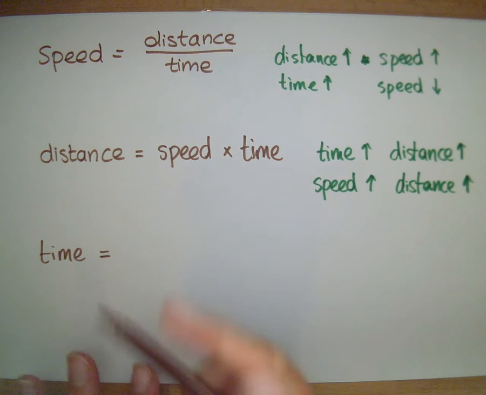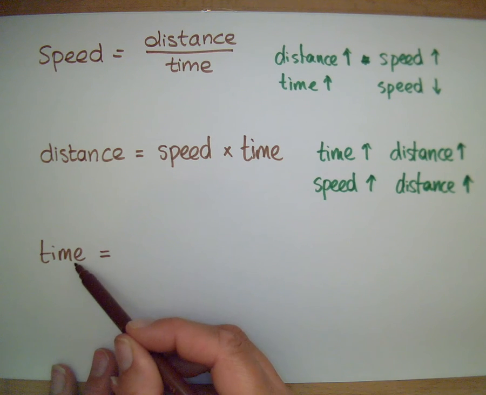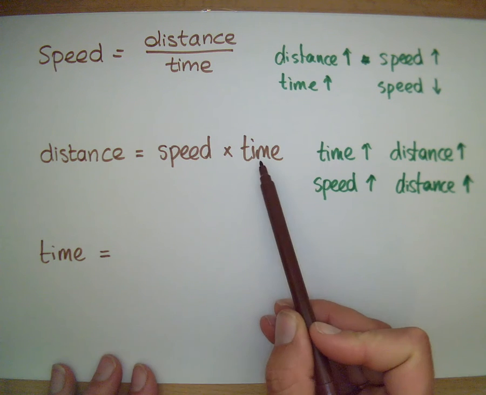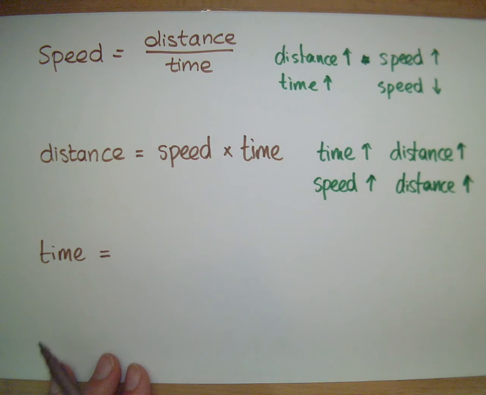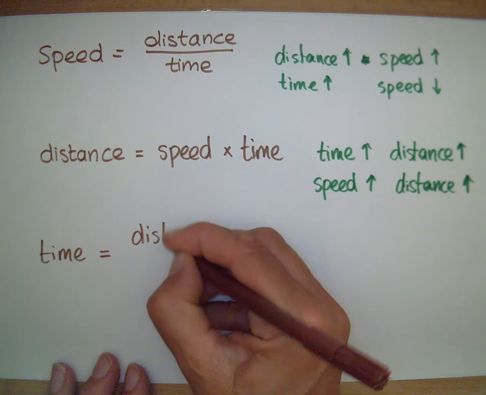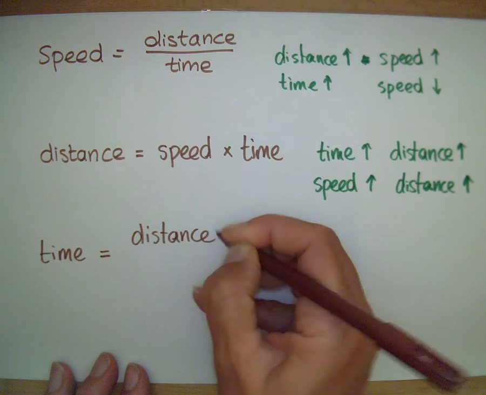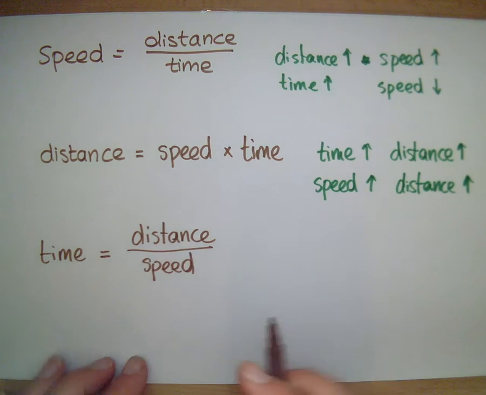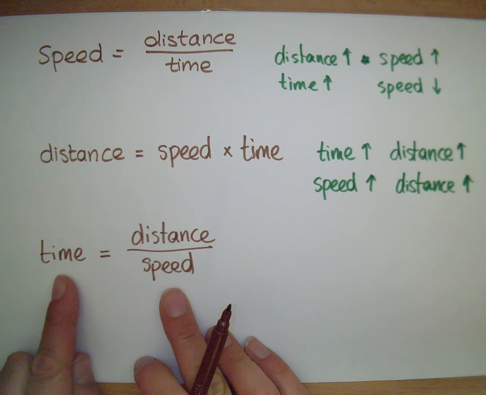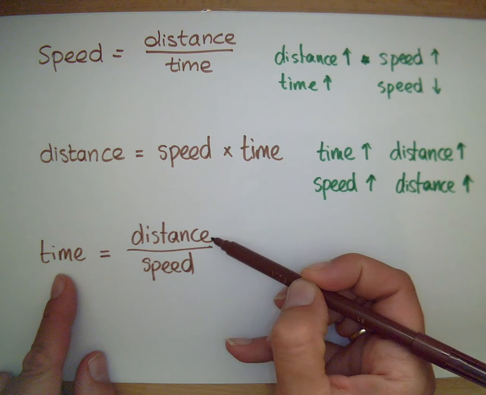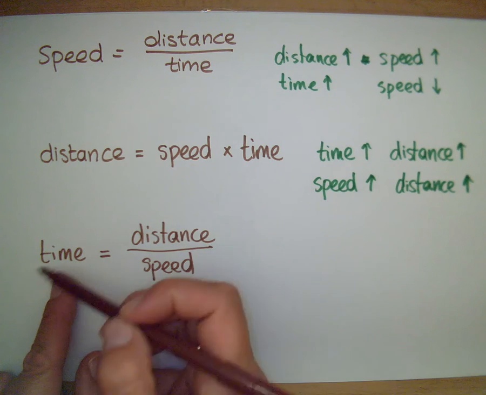Feel free. What if we want time by itself on one side? Well, we can take this formula, divide both sides by speed to get time by itself on one side. So time equals distance divided by speed. And when we use this form of the formula, we can see what kind of effect distance and speed have on time.